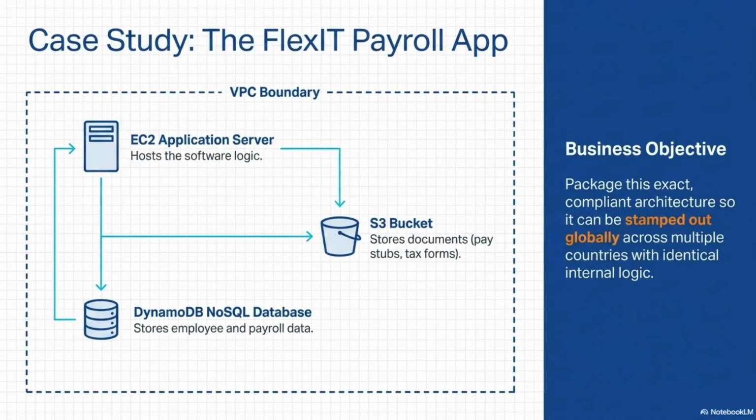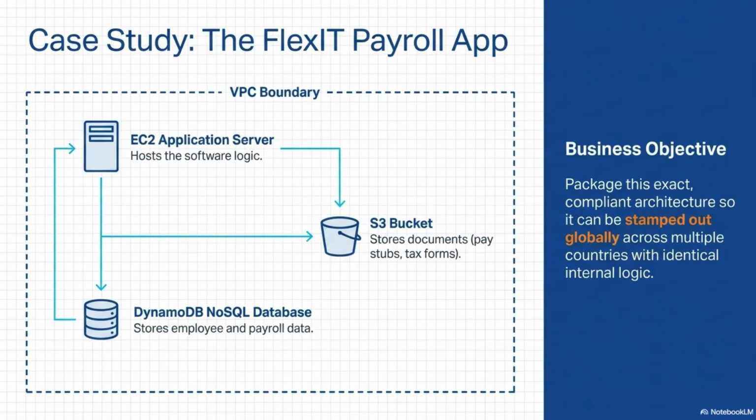5. Case study. The FlexIT payroll app. Let's make this real. Meet FlexIT, a payroll company deploying infrastructure across multiple countries. Their AWS architecture includes an EC2 application server hosting the software logic, a DynamoDB NoSQL database storing employee and payroll data, and an S3 bucket storing pay stubs and tax forms, all inside a VPC.